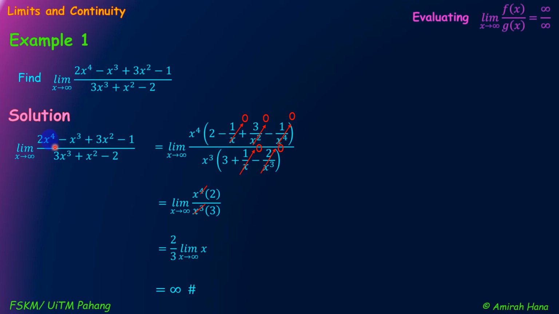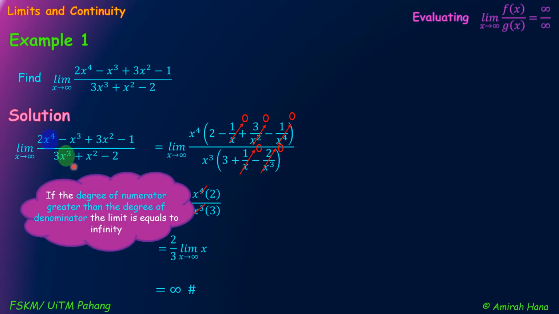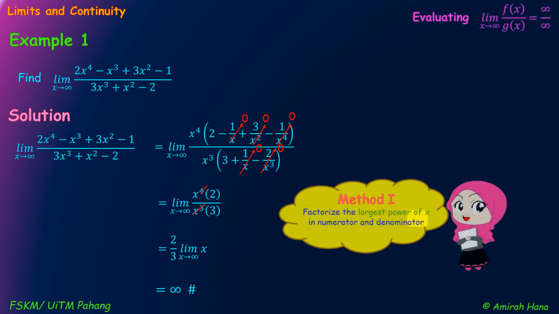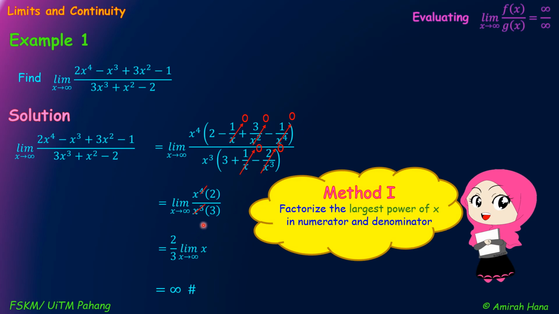We look at the highest power of x in the numerator and the highest power of x in the denominator. If the degree of the numerator is greater than the degree of the denominator, the limit is equal to infinity. This is method 1: factorize the largest power of x in the numerator and denominator.